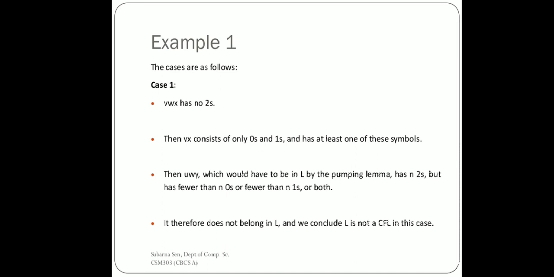So if we consider the fact that vwx has no 2s, then v and x have only zeros and ones, and u, w and y have n 2s, because we are not keeping any 2 in the vx part, but they will have fewer than n zeros or fewer than n ones or both. So it does not belong to CFL. This should not be the situation.